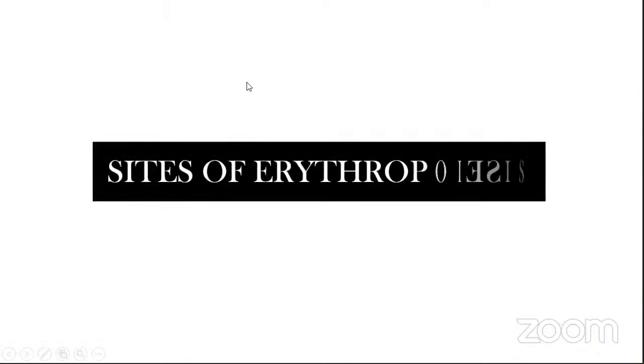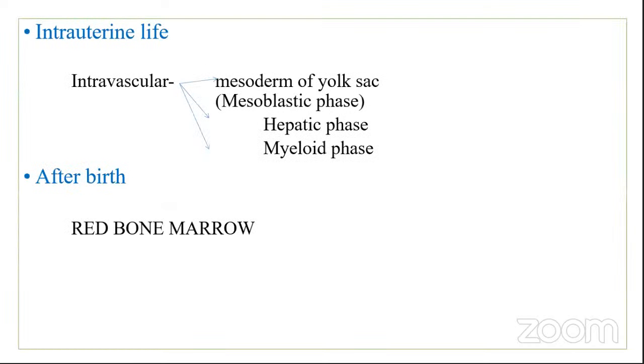Coming to the sites of erythropoiesis. In the intrauterine life, we call it intravascular. Sometimes this question can be tricky and asked: where is the intravascular site for the production of the RBCs? It is in the intrauterine life.